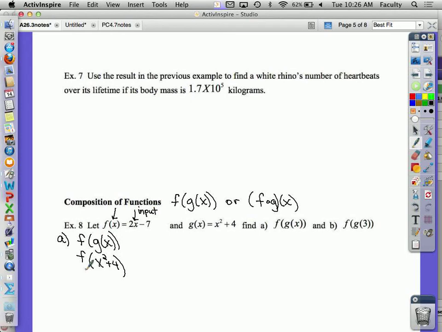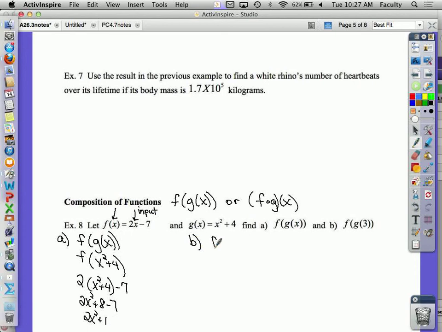So if I have f of x squared plus 4, this really means, since f is the outside function, you're taking 2 times and you're going to replace x with the input. So this will be 2 times x squared plus 4 minus 7. So again, the x is not x, it's representing input. So that's 2x squared plus 8 minus 7, which is 2x squared plus 1.